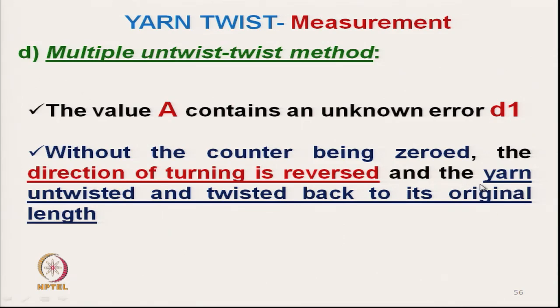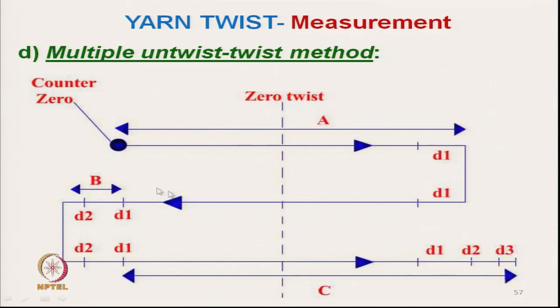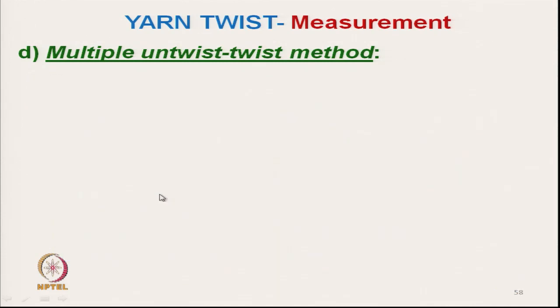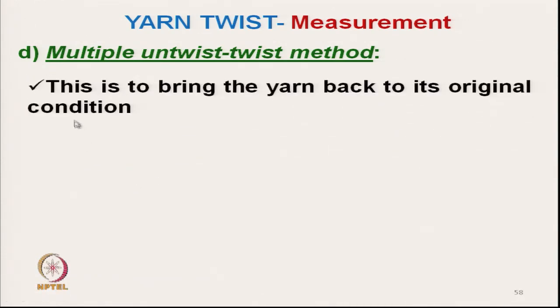The yarn is untwisted and twisted back to its original length again. So, we are doing the same process again, untwisting and twisting back, and it is adding another error D2. So, if it adds D1 and D2, it becomes B, which is the error. Now, we will repeat the same process a third time.